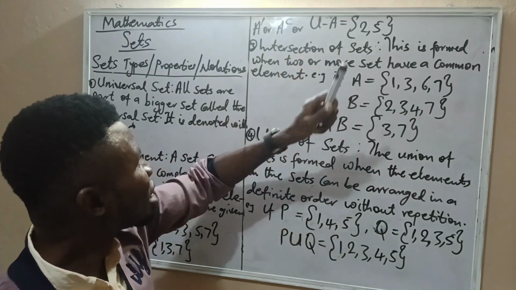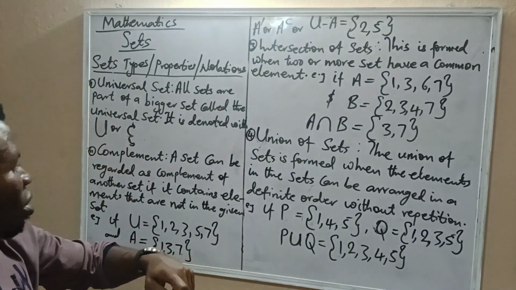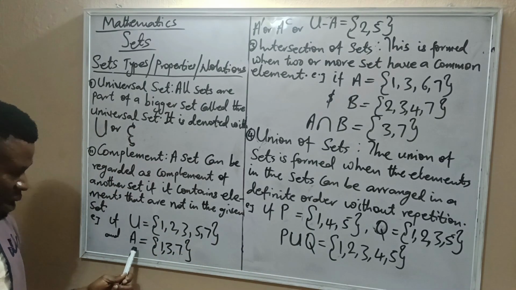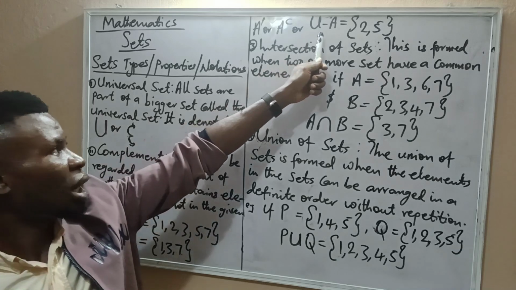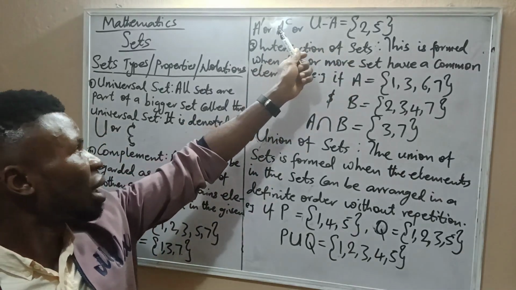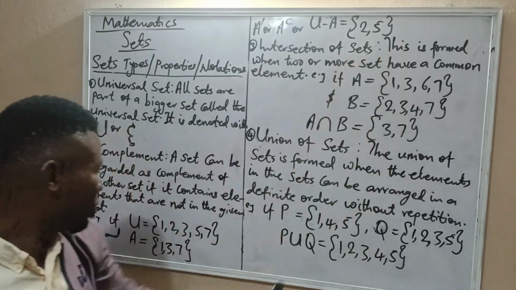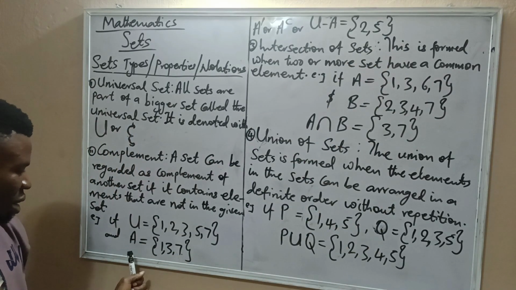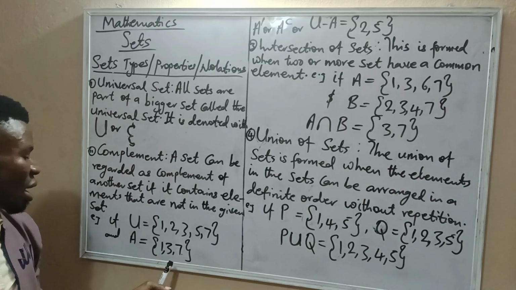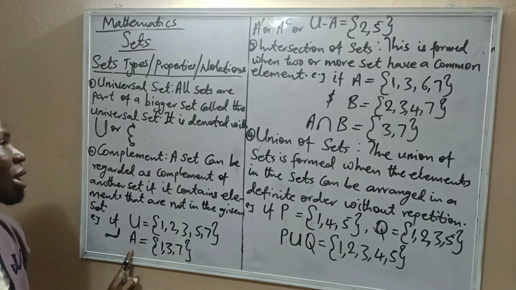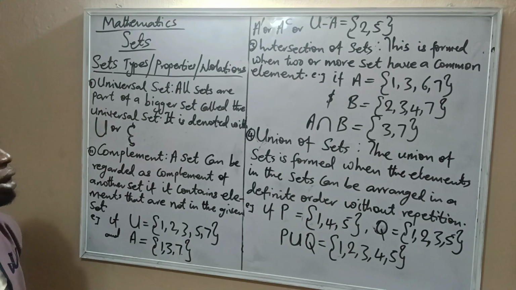They are the members of the universal set that are not in set A. That is what we call that. Those are what we call the A prime or A complement, and it is 2 and 5. If you check, 2 and 5 is in the universal set, but they are not in set A. So they are A complement. That means elements that are in the universal set but are not in set A.